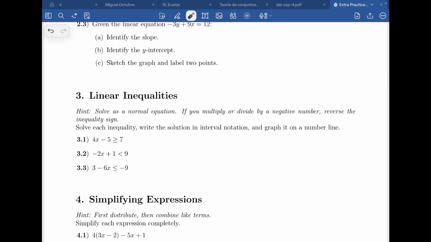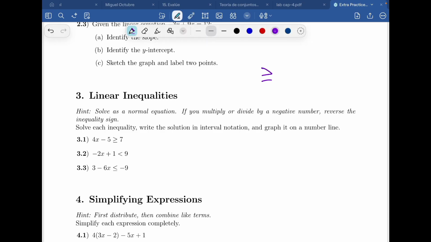In this case, guys, we need to remember that every single time that we multiply or divide by a negative number, we need to reverse, we need to change the inequality sign.